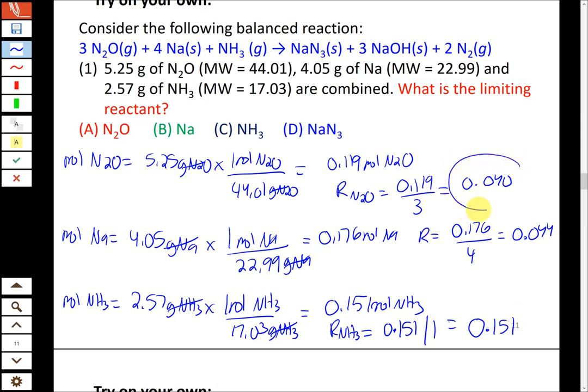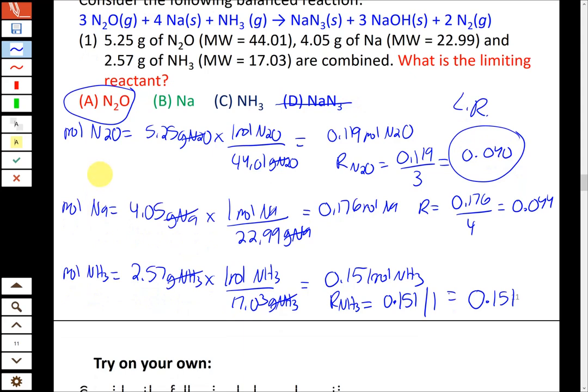By a little bit, N2O is going to win out, so this is our limiting reactant. The first question is what is the limiting reactant, and that would be N2O. The answer we could have easily eliminated is NaN3, because that's a product. You're never going to have a product as a limiting reactant. That doesn't make any sense. But in this case, there are 3 reactants. We had amounts for all 3, so we had to go through the calculation for all 3 to identify the limiting reactant. So any questions on that?